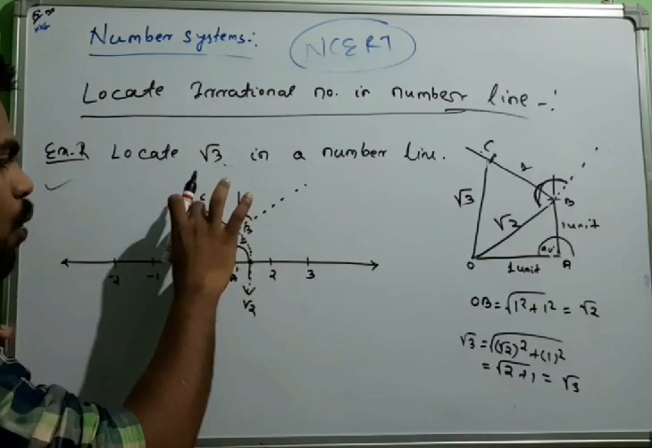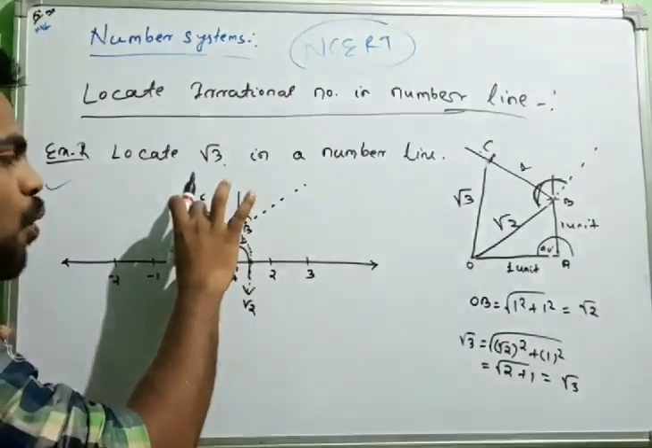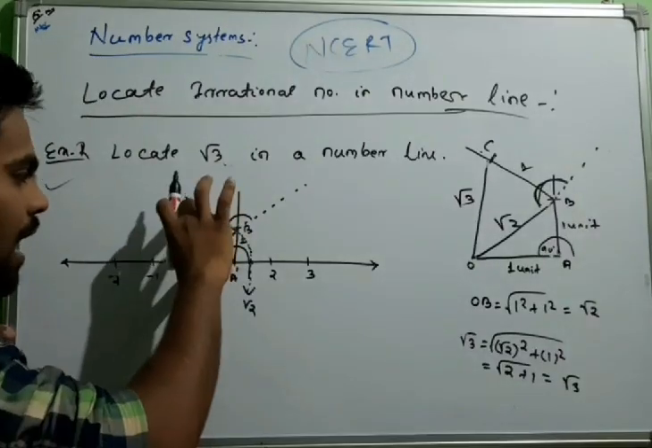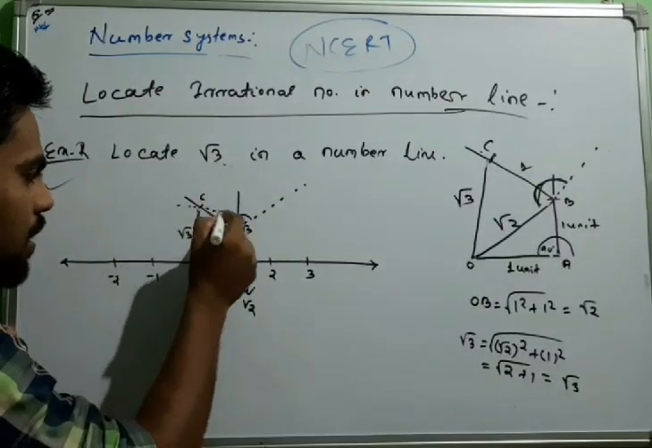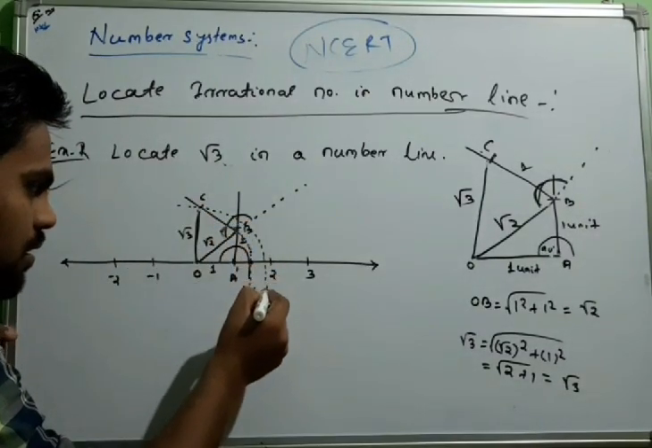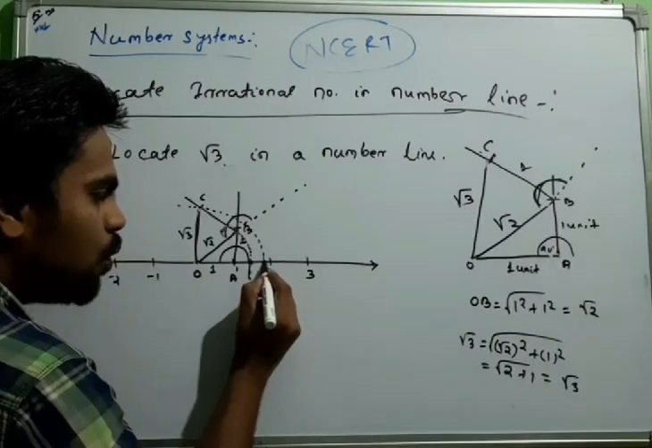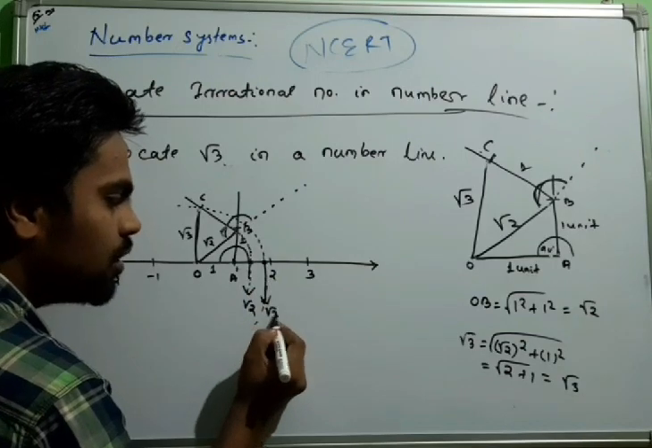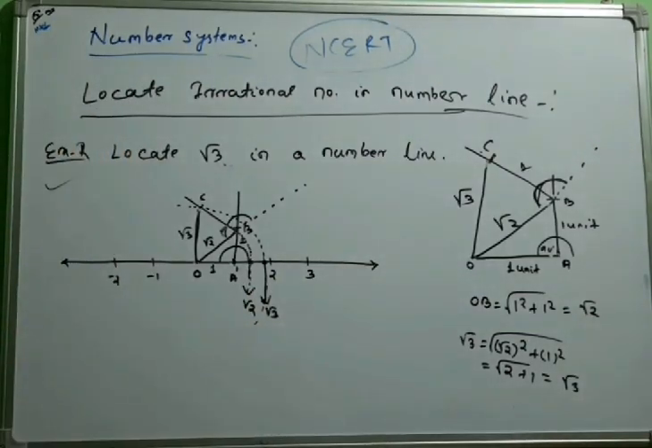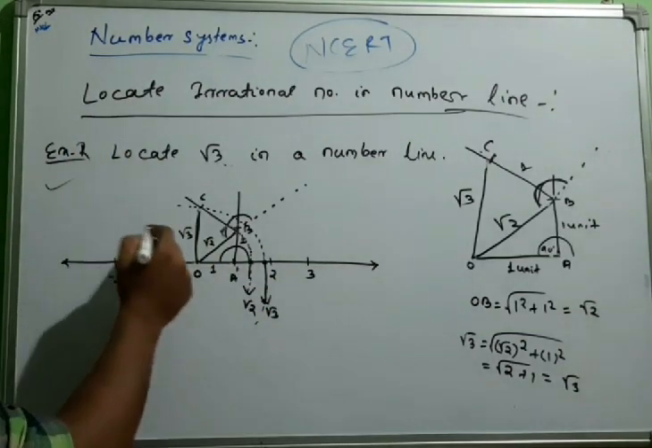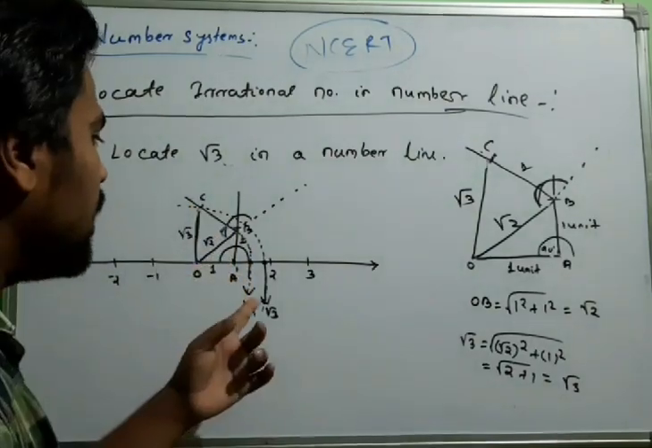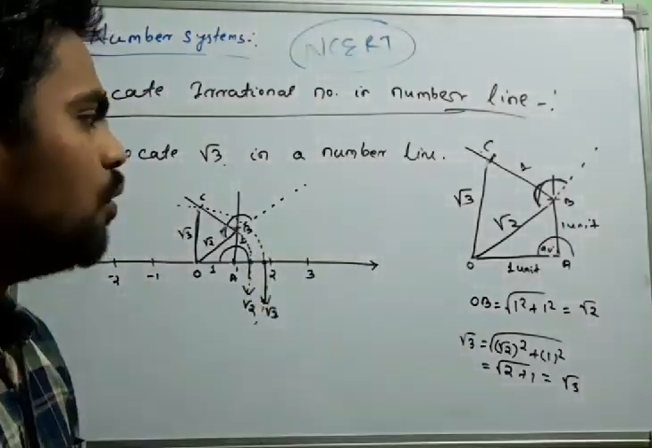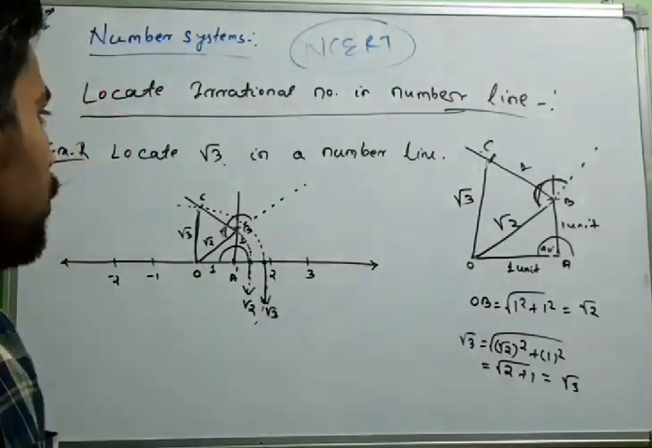Now you measure. Take OC as a radius in your compass and make a circle like this. The point which intersects the x-axis is known as root 3. That point is called root 3 on the number line. This is root 3. I located root 3 on the number line. Clear or not? Those steps you have to write in your book or copy.